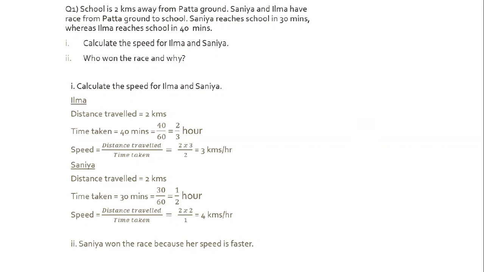Now let's see how much time Ilma takes to reach school. Here it is given that Ilma reaches school in 40 minutes. So what is our time taken? Our time taken is 40 minutes. Our distance traveled is 2 kilometers and our time taken is 40 minutes. Now 1 hour is equal to 60 minutes.